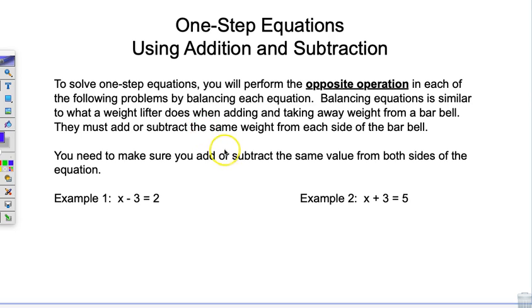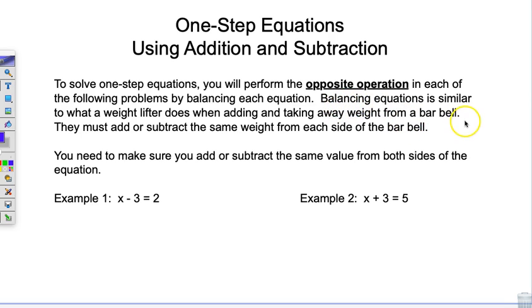So up here you can see that in order to solve equations, we actually have to perform the opposite operation in each of the following problems in order to come up with our answer. Now I call that balancing equations. And I'll give you an example in real life of what that's like.